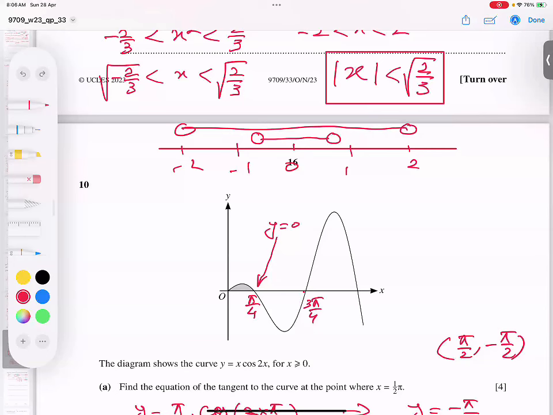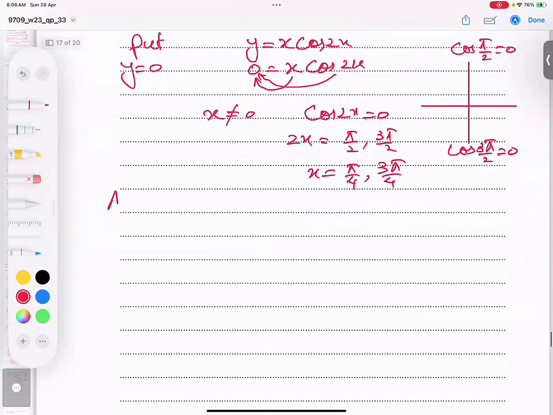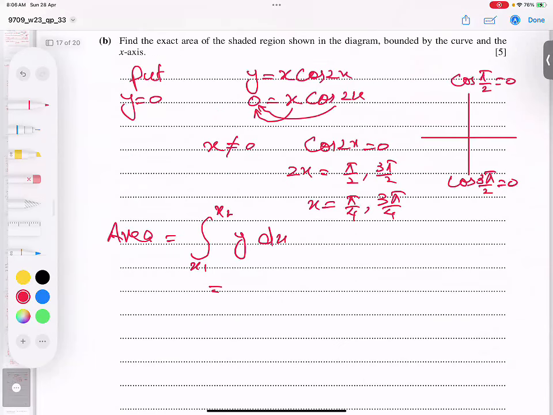It means the starting limit is x is 0, and the ending limit is x is that one. So 0 to pi by 4. So what is the area formula, basically about the x-axis? The integral from x1 to x2 of y dx. What is x1? 0. What is x2? Pi by 4. And what is the equation, which you know very well? x cos 2x. I think this part is very clear, students.